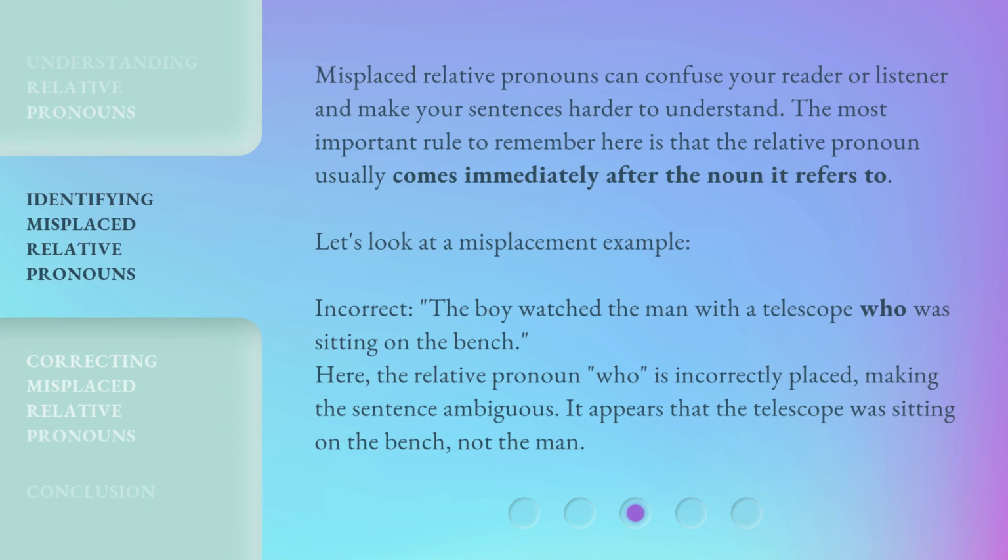Misplaced relative pronouns can confuse your reader or listener and make your sentences harder to understand. The most important rule to remember here is that the relative pronoun usually comes immediately after the noun it refers to. Let's look at a misplacement example. Incorrect. The boy watched the man with a telescope who was sitting on the bench. Here, the relative pronoun, who, is incorrectly placed, making the sentence ambiguous. It appears that the telescope was sitting on the bench, not the man.